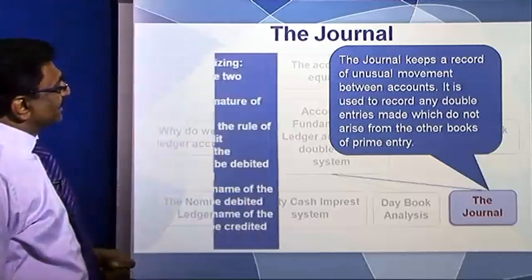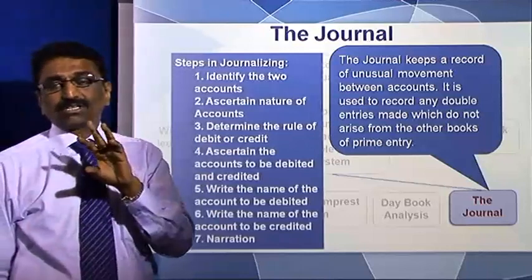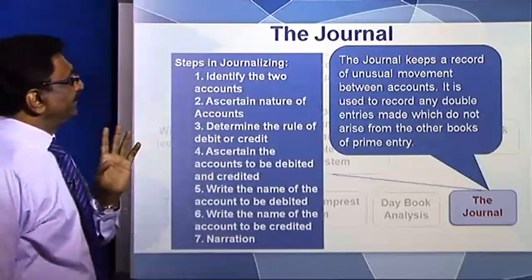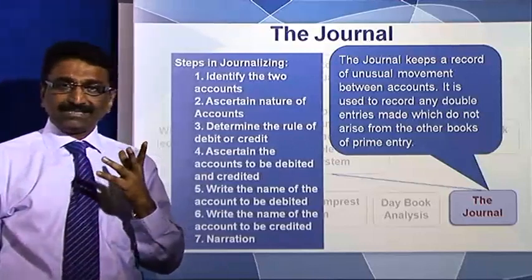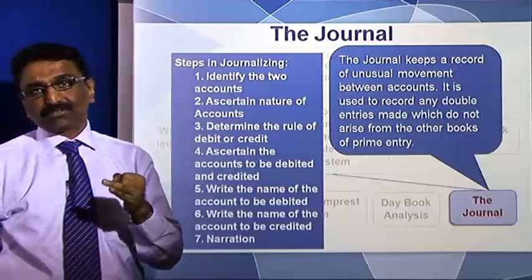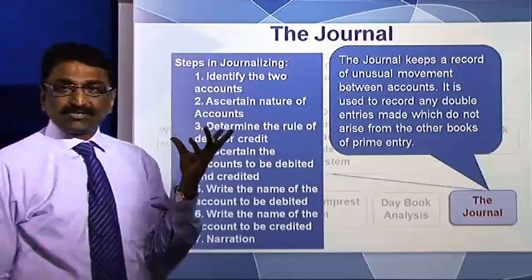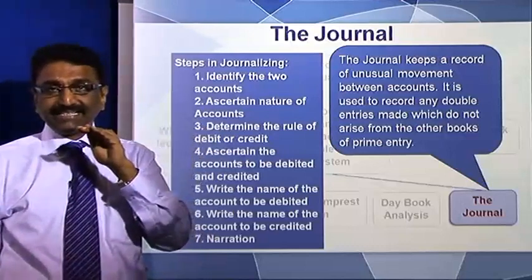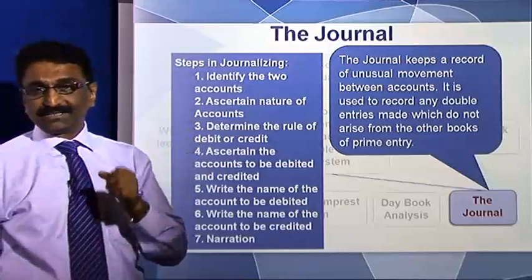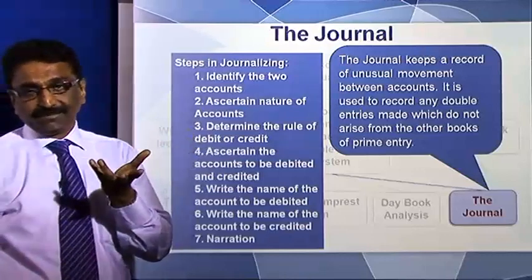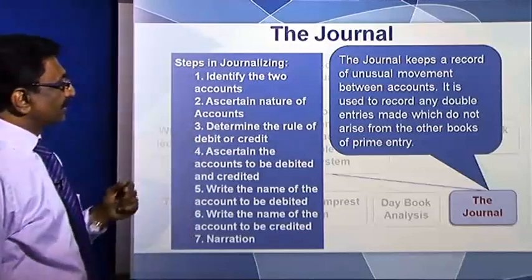Generally, to understand the steps in journalizing, as we call it, first find out what are the two accounts that are getting affected. Ascertain the nature. When I say nature of the account, what I mean is: is it an asset account, a liability account, an income account, or an expense account? Then, is it increasing or decreasing? You find out what is the rule of debit or credit. That is, if it is an asset account, an increase will be debited, a decrease will be credited. Like that, you find out what the rule is.